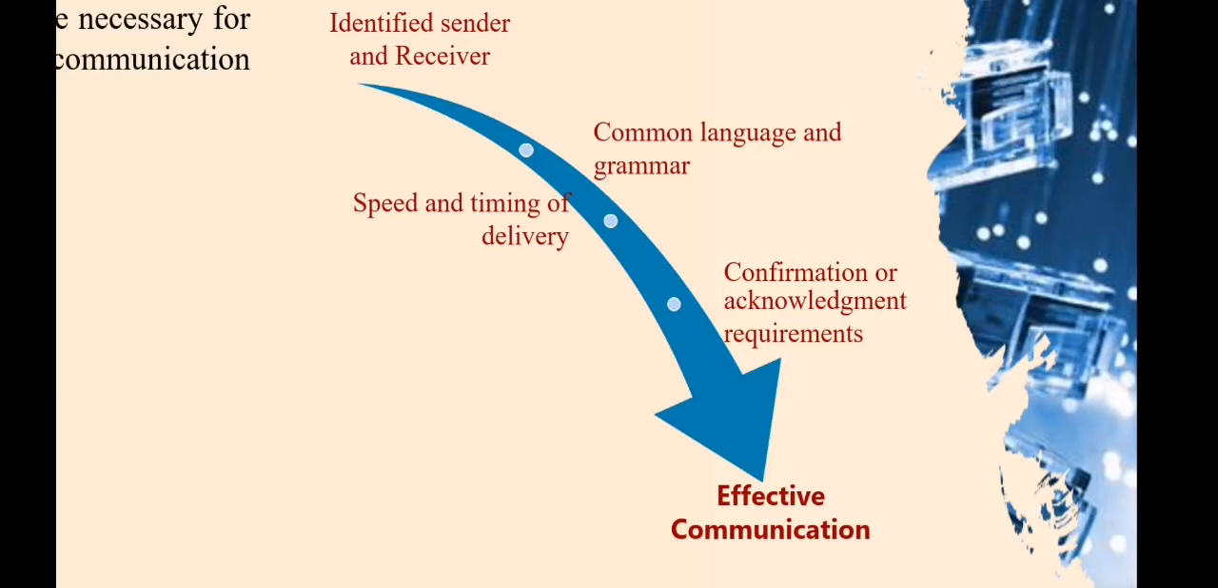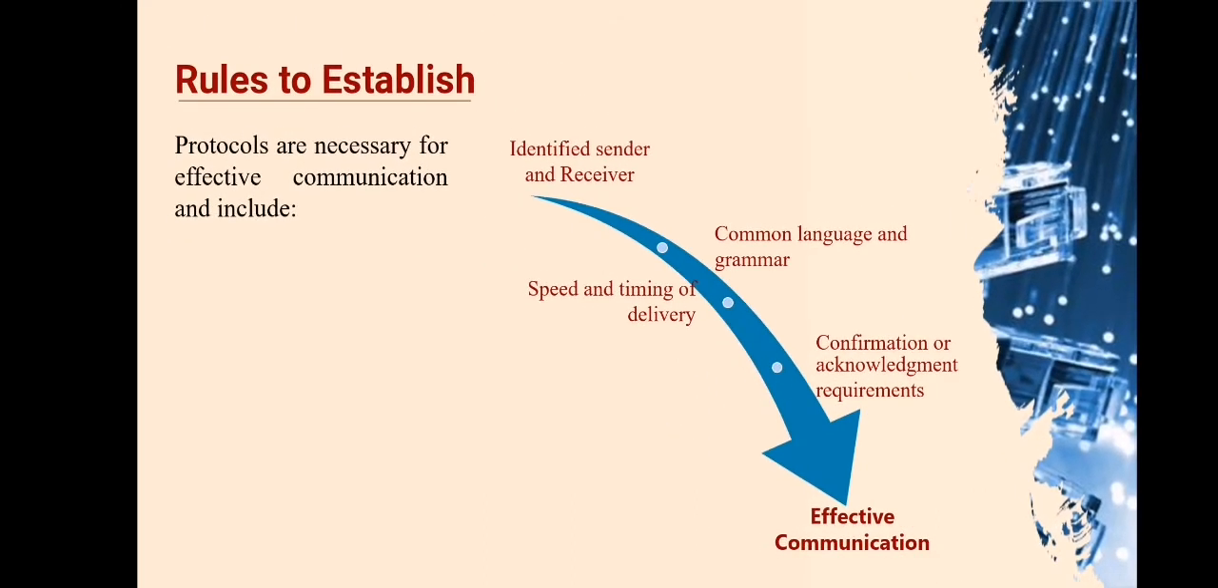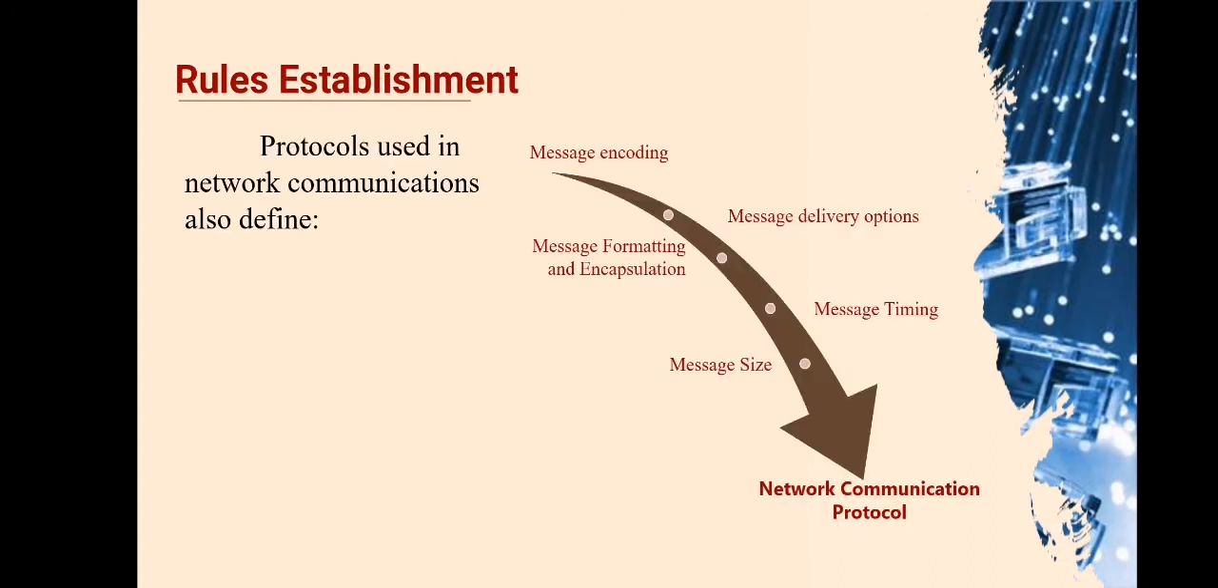Speed and timing of delivery must be observed also. And confirmation or acknowledgement requirements must be done to ensure that the data being passed over the network is correct and complete. And that's how you achieve an effective communication. Protocols used in network communications must be defined.